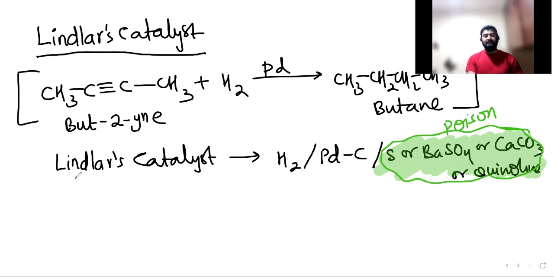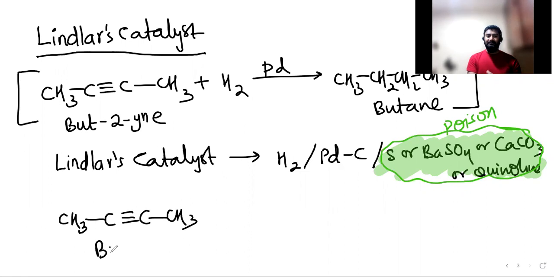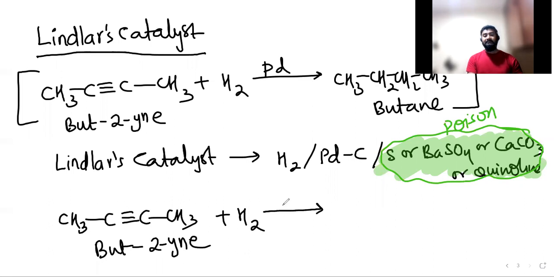See, in this reaction, first let me tell you that. In this reaction, if you have the same reactant, butyne, right? The same butyne will convert itself, when you add hydrogen in the presence of palladium, carbon, BaSO4, or CaCO3, or anything like this, the answer will be CH3, C, double bond, C, CH3.